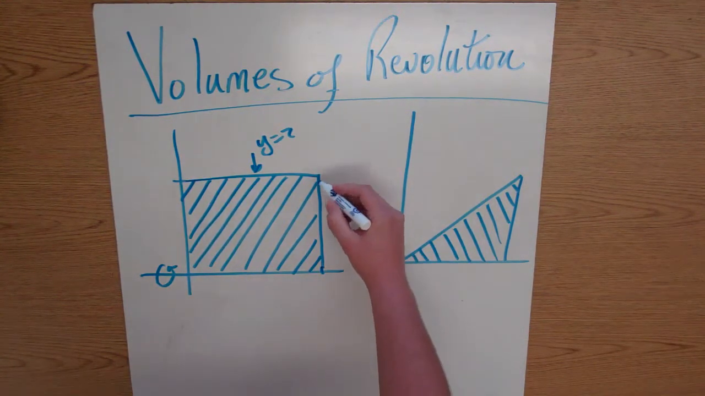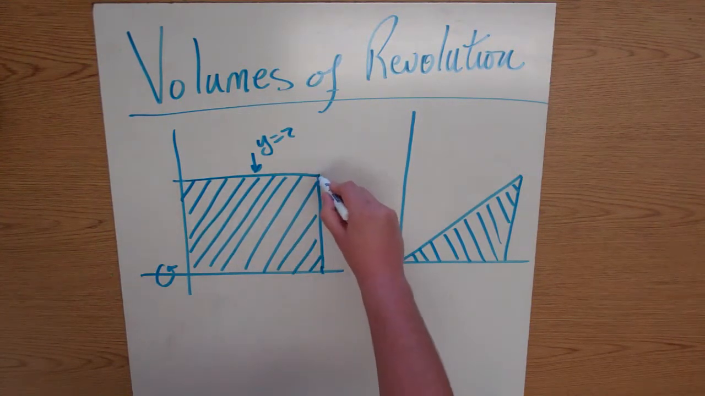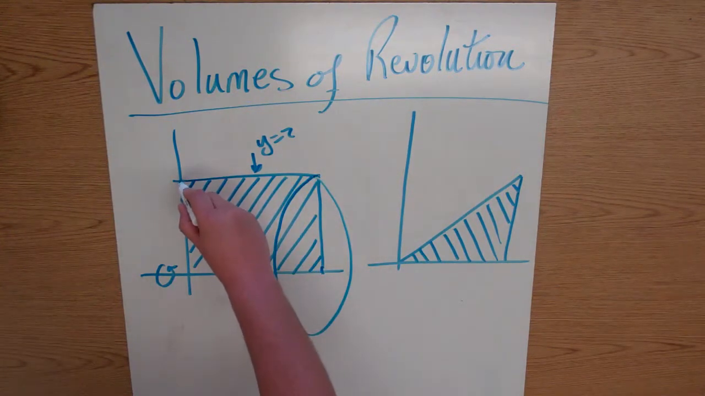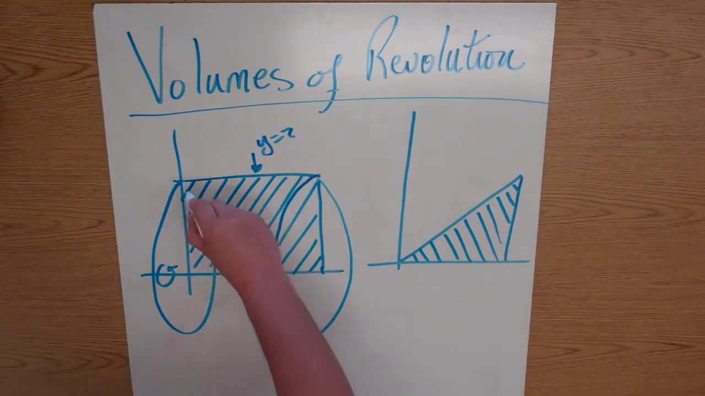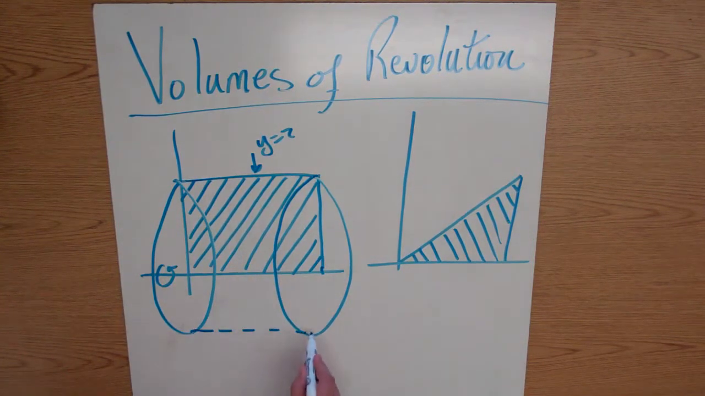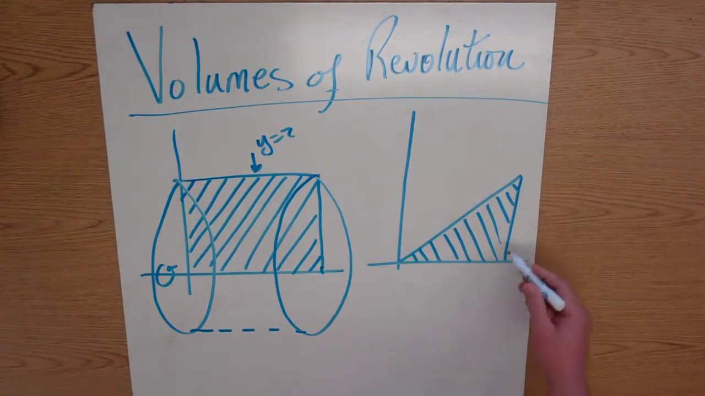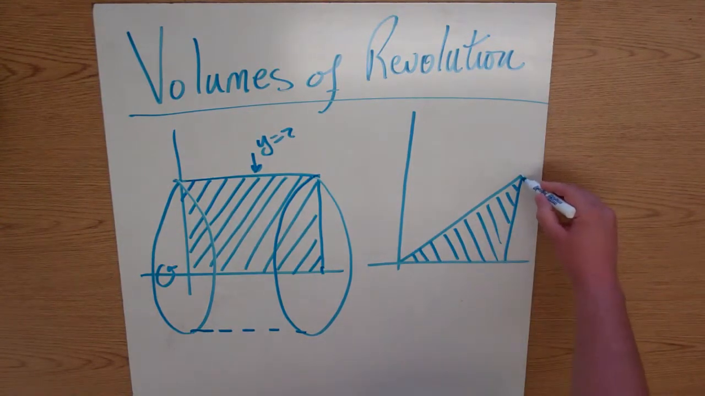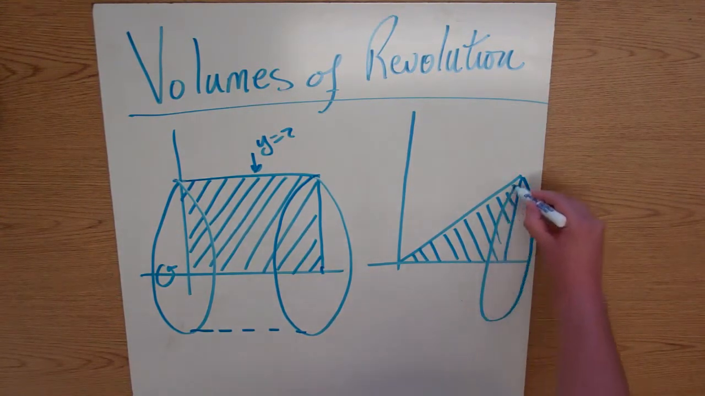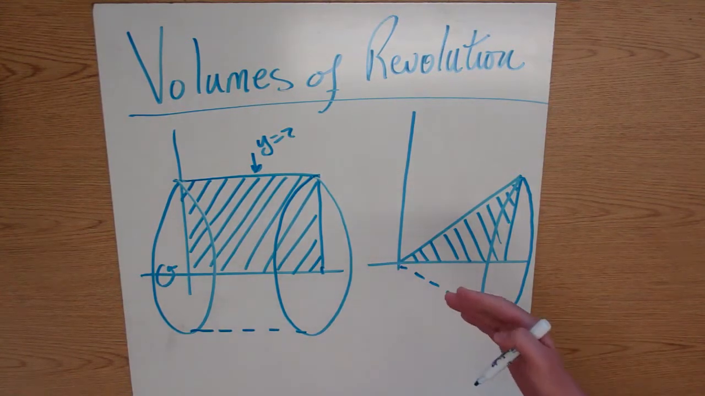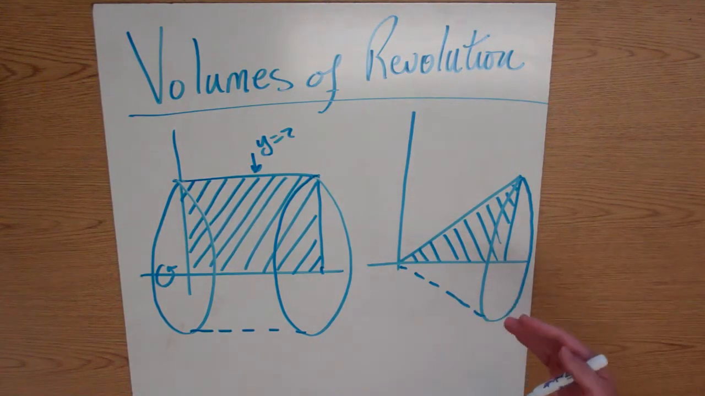Alright, so if we were to spin a rectangle around the x-axis, that rectangle now becomes a cylinder. If we were to spin this little triangle here around the x-axis, it would become a cone. Now, how do we figure out what the actual volume of these things is?